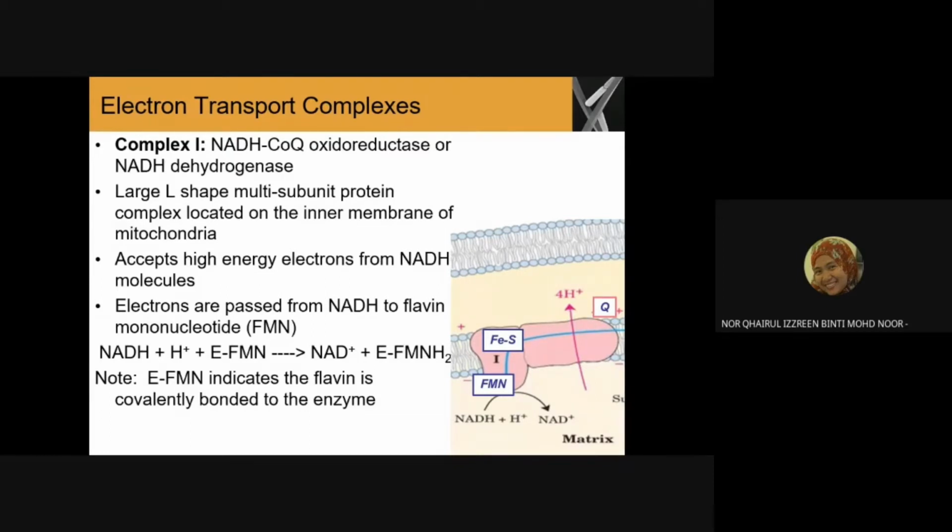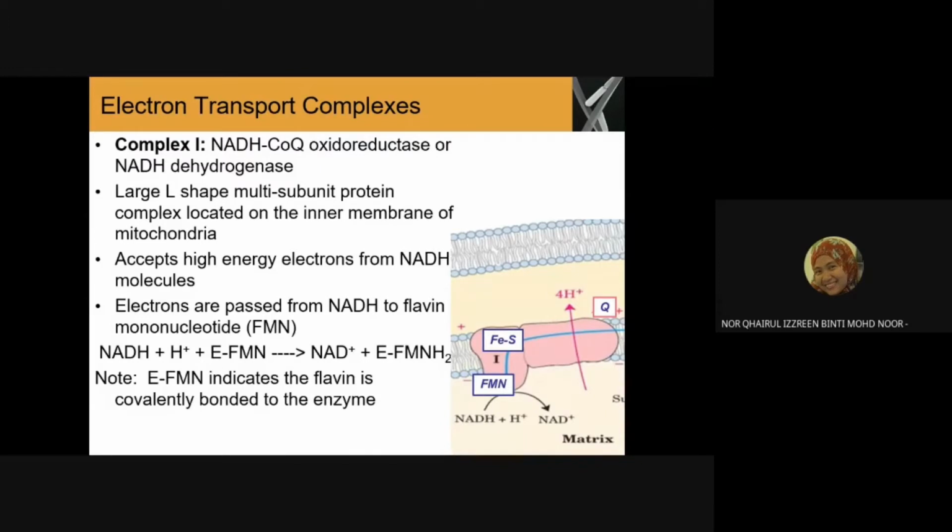So it accepts high-energy electrons from the NADH molecule, where electrons are passed from NADH to FMN. Look at the figure. This FMN is flavin mononucleotide. So electrons are transferred. You can see NADH plus H plus here. In glycolysis and the Krebs cycle, we are producing NADH plus H plus. Remember, from NAD plus, we form NADH plus H plus. That is in glycolysis and the TCA cycle.